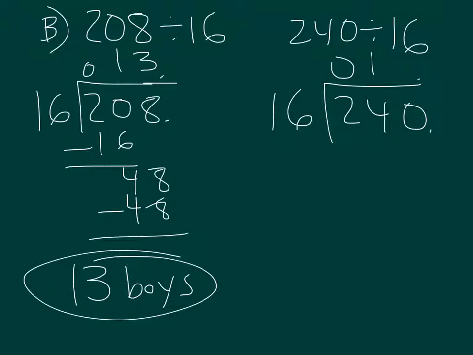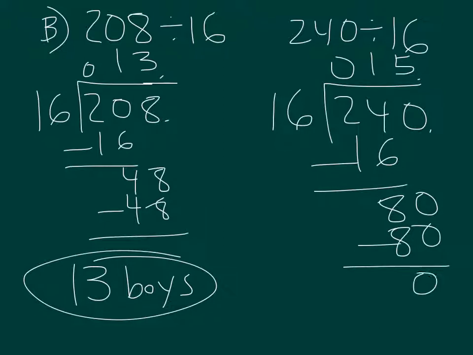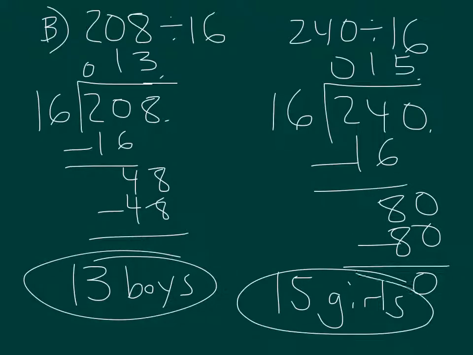And 16 doesn't go into 2, it doesn't go into 24 once, and 16 goes into 240 15 times exactly. So that means the answer would be 15 girls on each team. So there you go. That's using greatest common factor. And we have example 3 now.